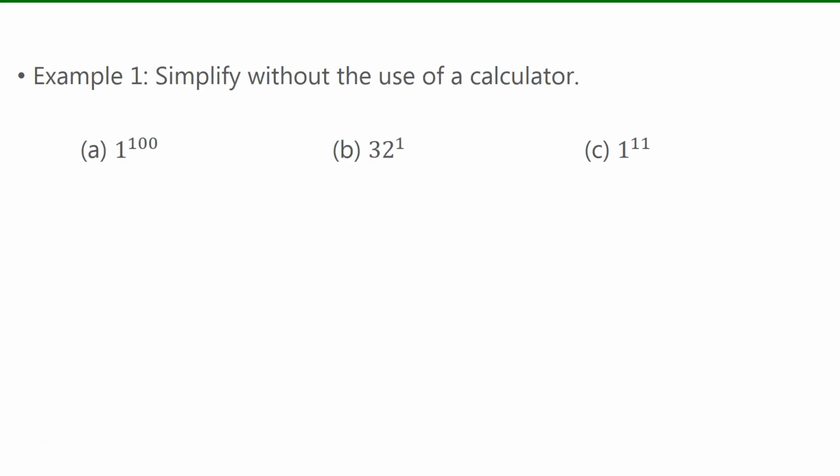So example 1, we have to simplify without the use of a calculator. All right, we have 1 to the power of 100. We don't really need to multiply 1 by itself 100 times, since the base is 1, the answer will be 1. 32 to the power of 1, that's just going to be the base, 32. And 1 to the power of 11 is just going to be 1.